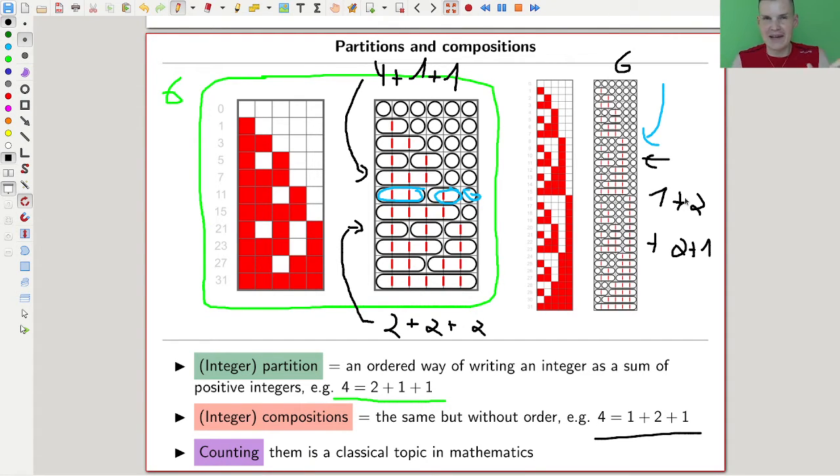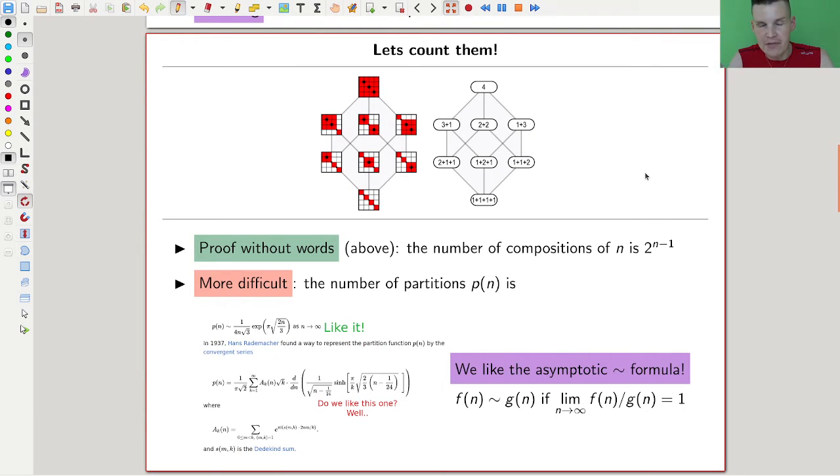But anyway, I hope this is clear, like little blobs, and you add little blobs together. And I really want to sell this picture here of adding little blobs. Well, it was stolen from Wikipedia, but it's a really nice way of thinking about partitions and compositions. Again, partition, ordered, composition, unordered. Okay, and we want to count them, and it turns out that it's not so difficult.